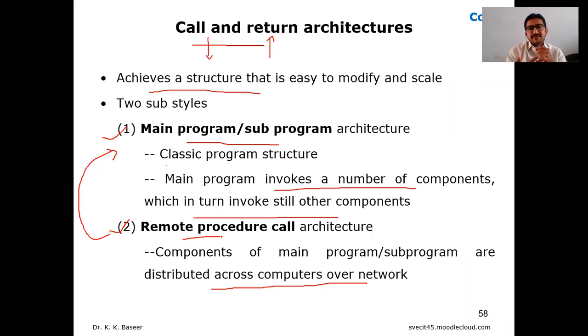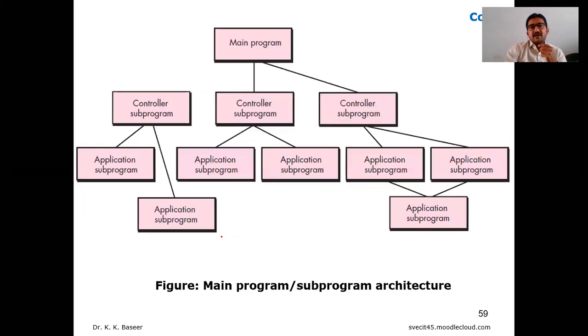But the difference between the first substyle and the second substyle is that the computation is distributed across computers on a network. It means the subprogram's computation doesn't depend on the local machine. It will be sent to a remote system, whichever one is free or idle, which will compute it and return the results. So in that fashion, main program and subprogram is one, and remote procedure call comes under call and return architecture.